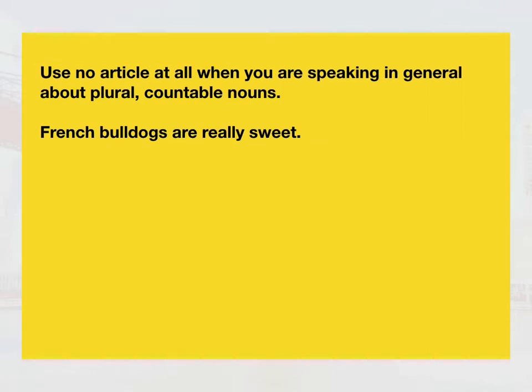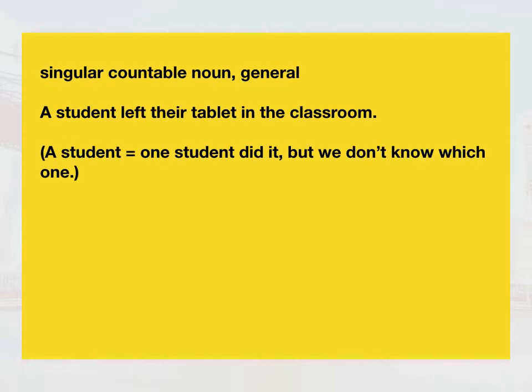We use no article at all when we're speaking in general about plural countable nouns. French bulldogs are really sweet. Looking at some more examples. An example of a singular countable noun, speaking generally about it: a student left their tablet in the classroom. And by this I mean a student. One student did it, but we don't know which one.